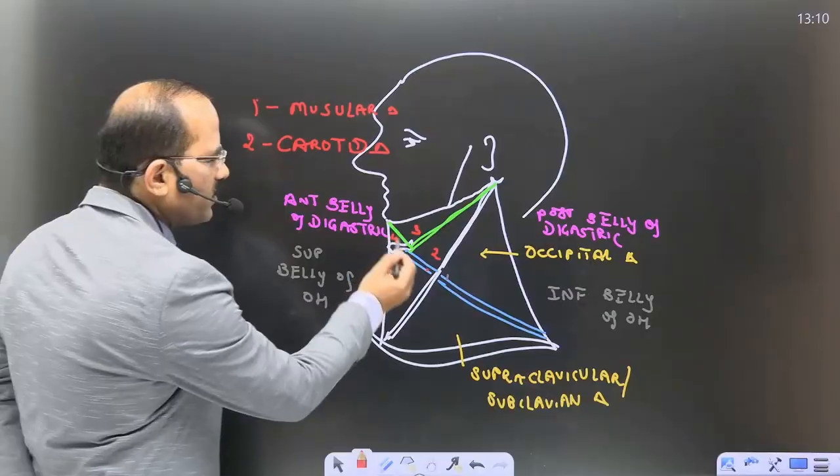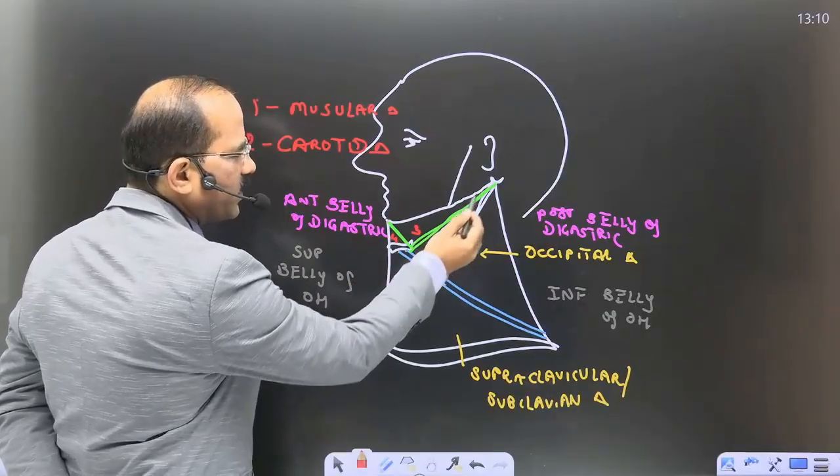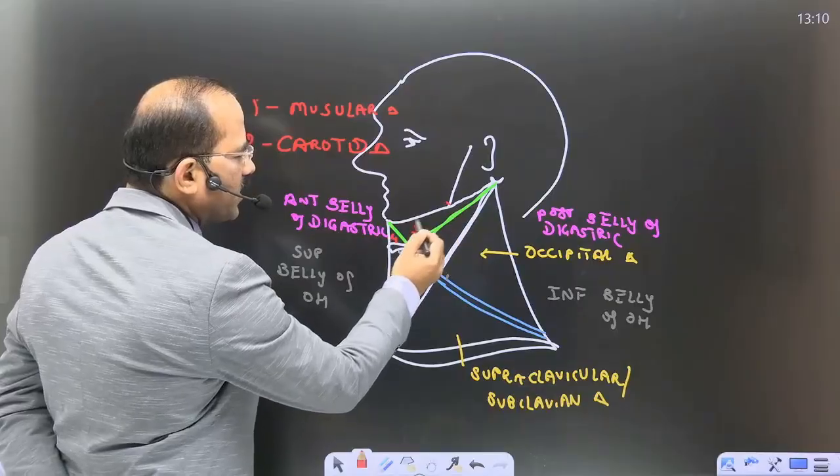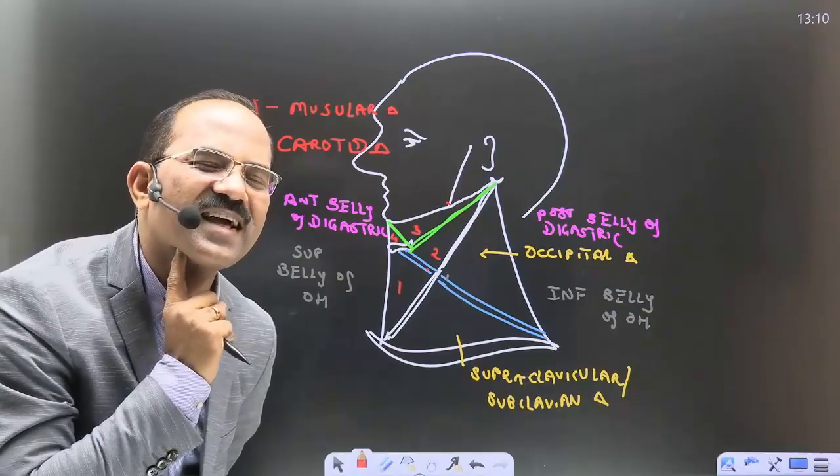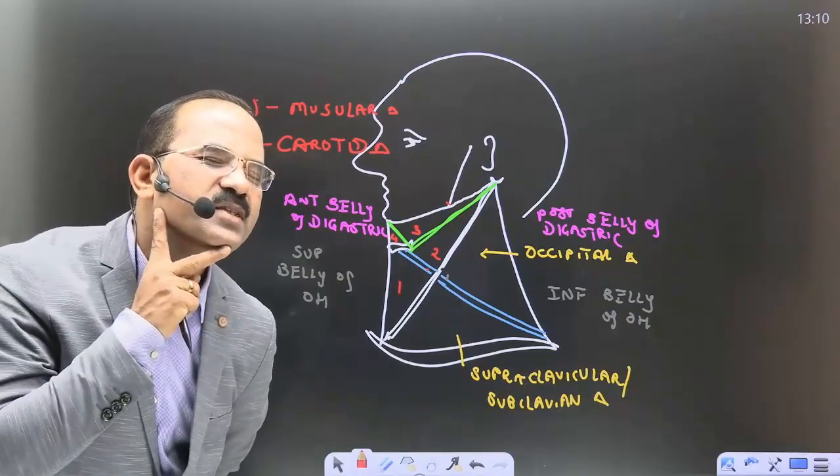That's the anterior belly of digastric. That's the posterior belly of digastric. And that's the body of the mandible. Now, in this triangle, number 3, we get a gland here. Exactly here. That's the anterior belly. That's the posterior belly. And that's the mandible.